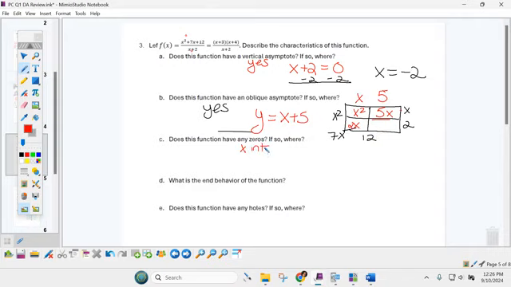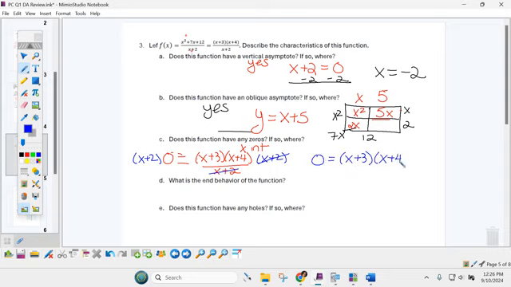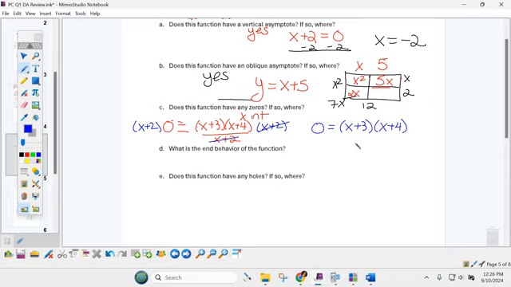Does it have any zeros? That's x-intercepts. Yes, that is when the equation equals 0. To solve it, I'm going to multiply both sides by x plus 2. So we get 0 equals x plus 3, x plus 4. It's already factored, so I will set each factor equal to 0. X equals -3, x equals -4. These are your x-intercepts.